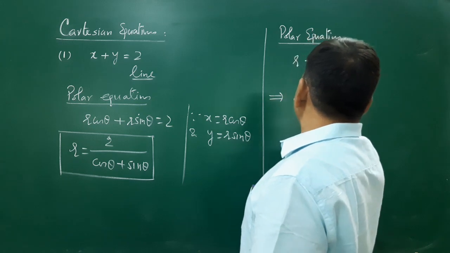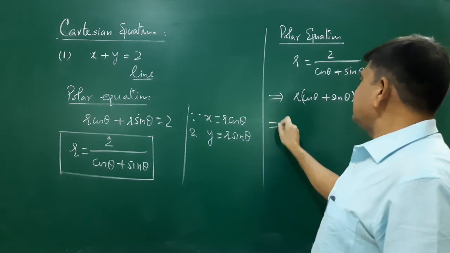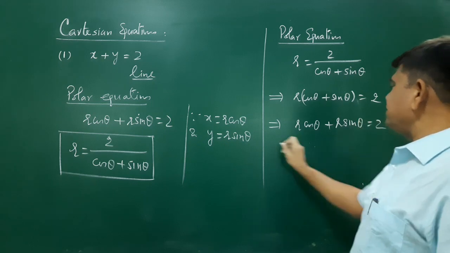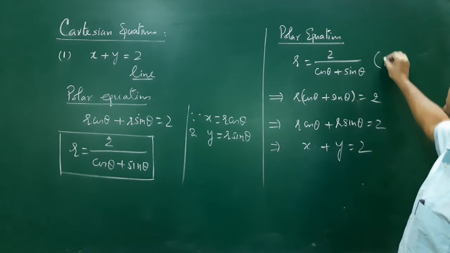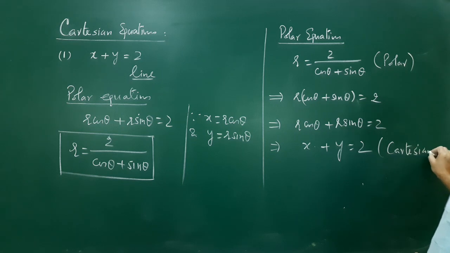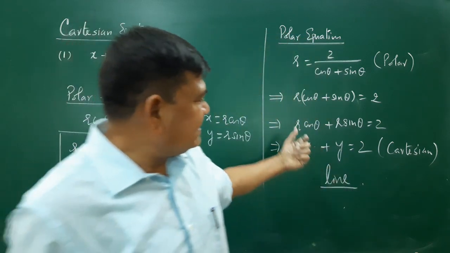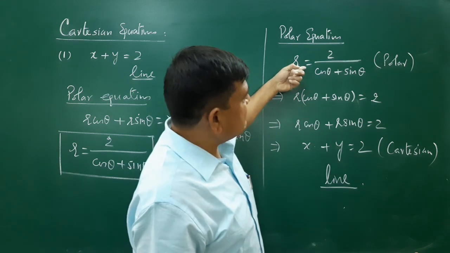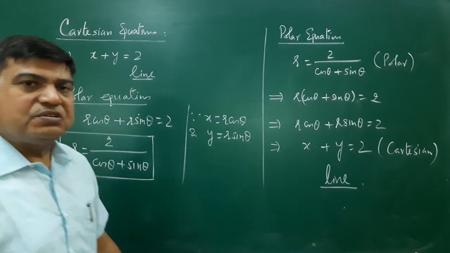This is r(cos theta plus sin theta) equals 2, which implies r cos theta plus r sin theta equals 2, and this is x plus y equals 2. This is polar, and this is Cartesian. And we know that this is the equation of a line. So this is the Cartesian equation of a line, and this is the polar equation of a line. Okay, so if polar is given, you can convert it into Cartesian. If Cartesian is given, you can convert it into polar.